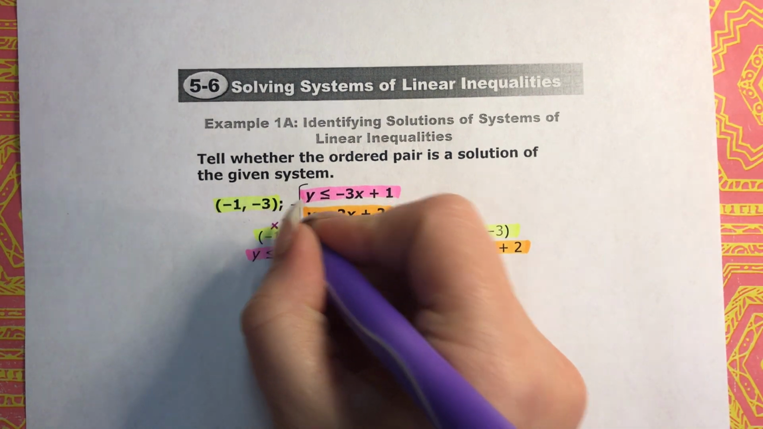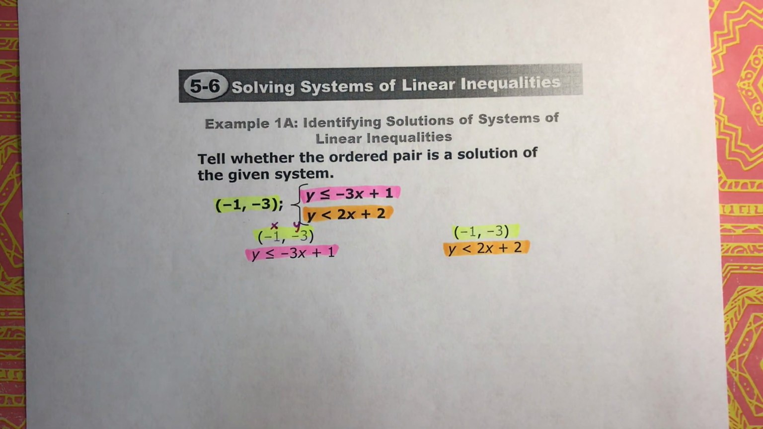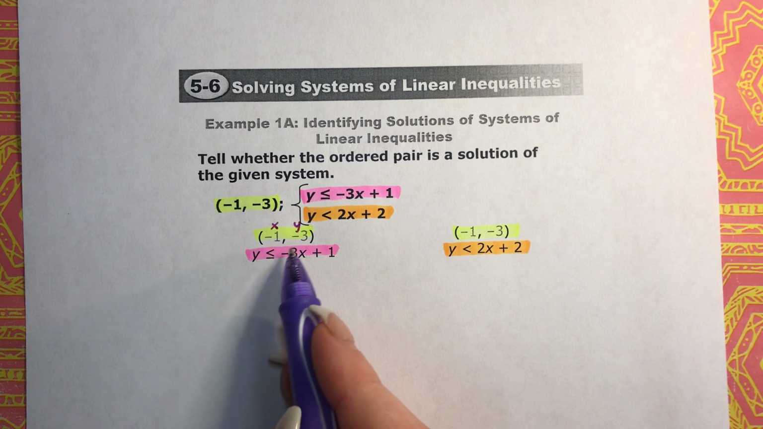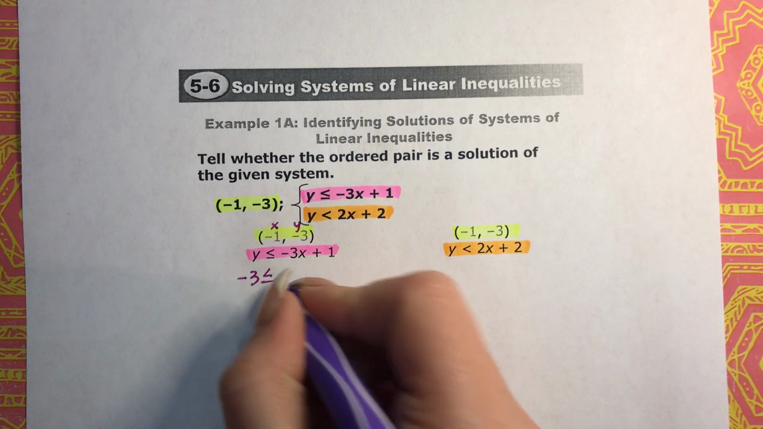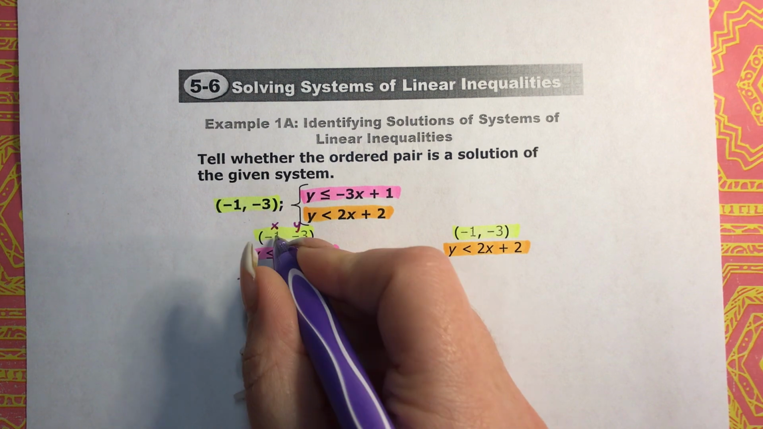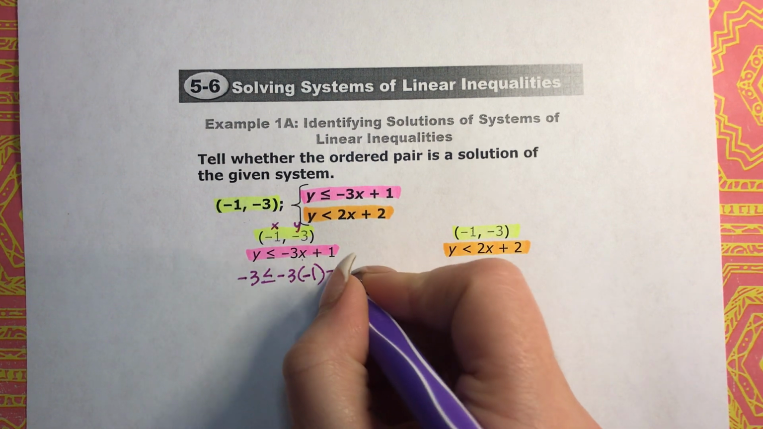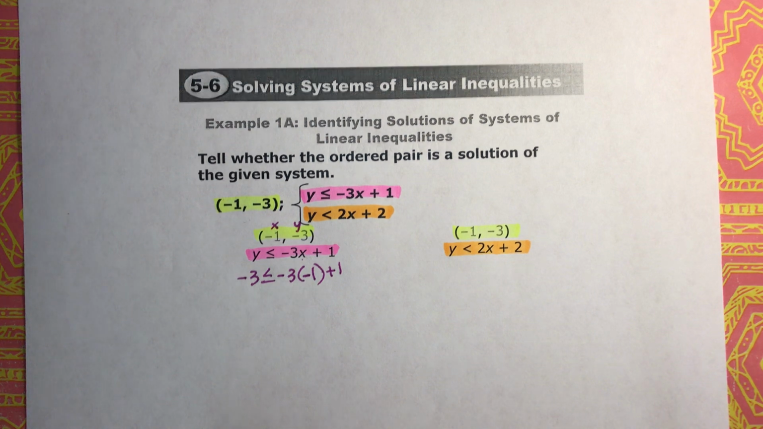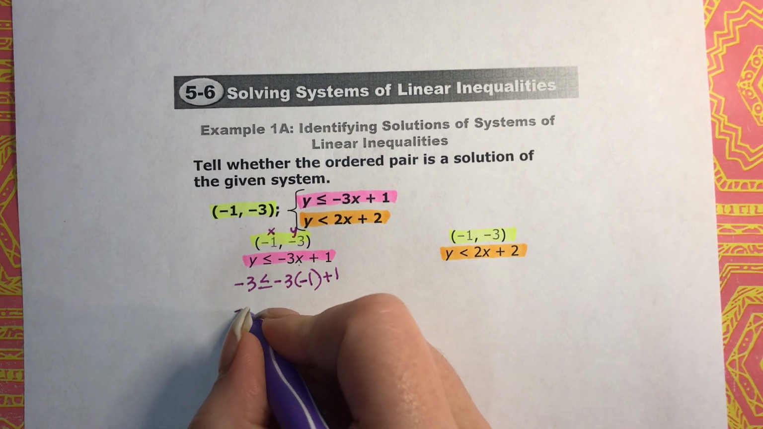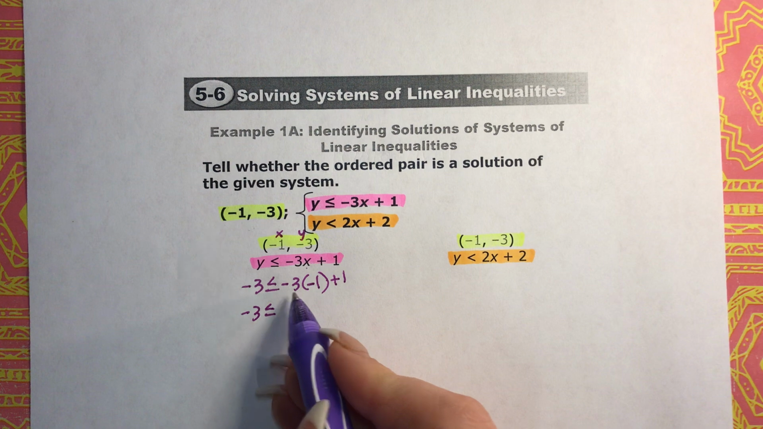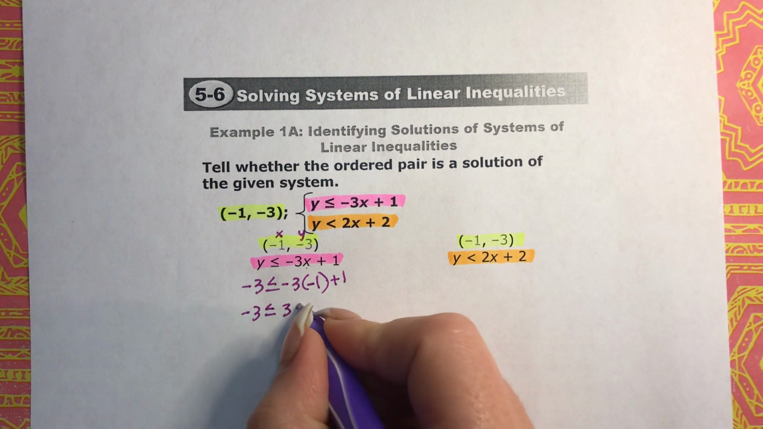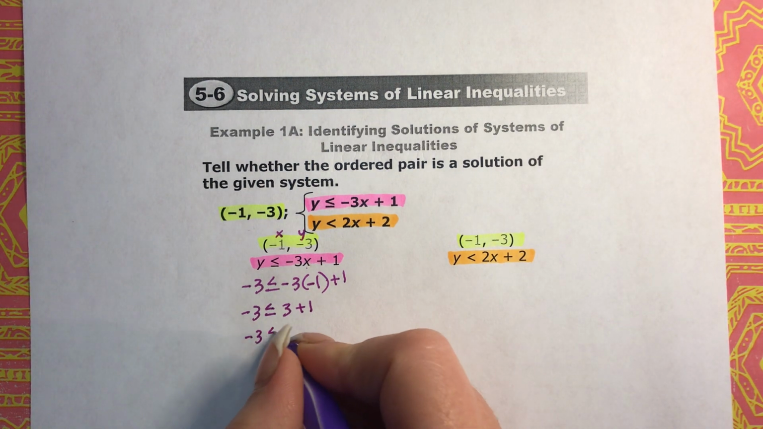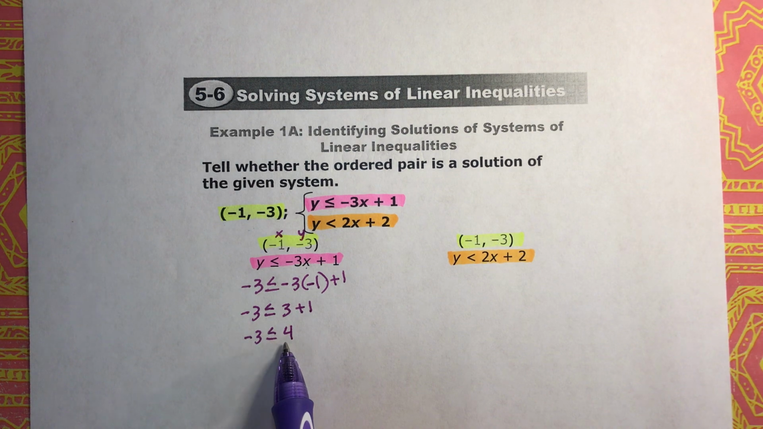So this right here, this is my x and this is my y, just like any regular ordered pair. And I'm just going to substitute those values in. I'm going to put -3 for y here. -3 is less than or equal to -3 multiplied by x, which is -1, plus 1. And then I'm just going to simplify, okay? Order of operations says I have to do the multiplication first. So -3 times -1 is +3, plus 1, which is 4. So I'm going to ask myself, is -3 less than or equal to 4?